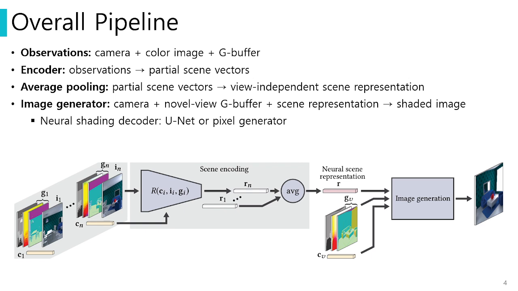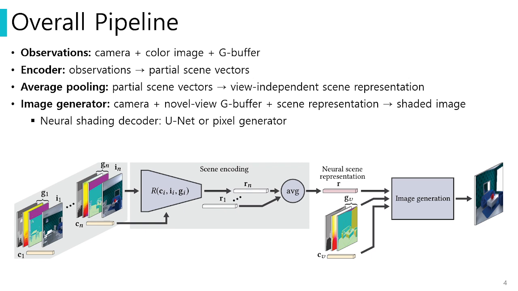Here is the overall model. The model first captures the scene from several views. Each observation has three parts: camera information, a color image, and a G buffer. The encoder maps each observation into a partial scene vector. Then these partial vectors are averaged to make one view-independent neural scene representation.